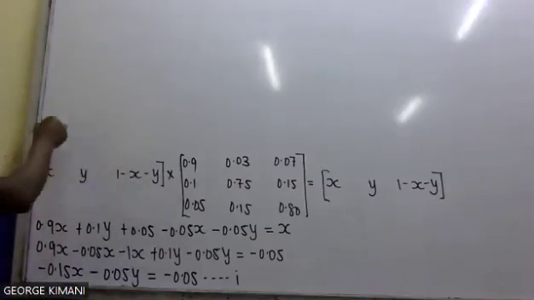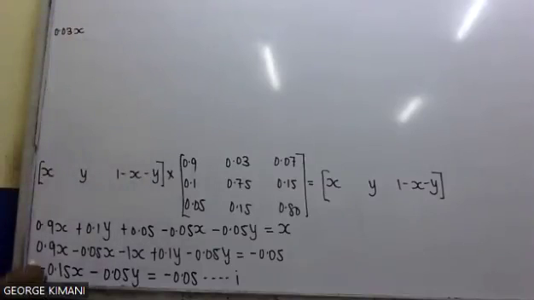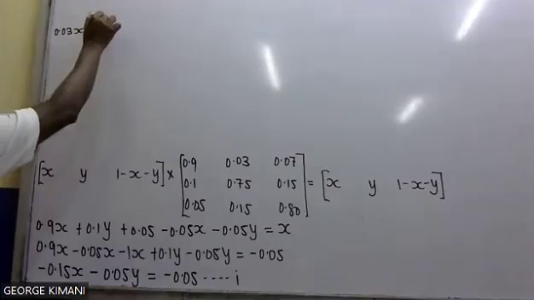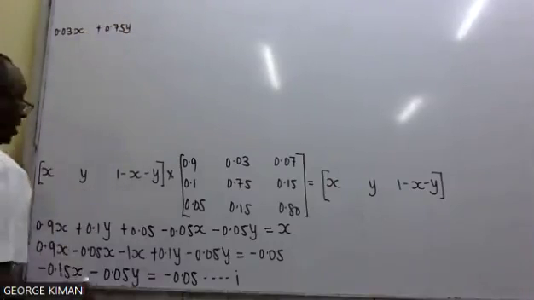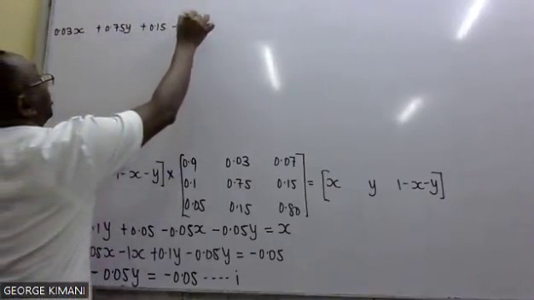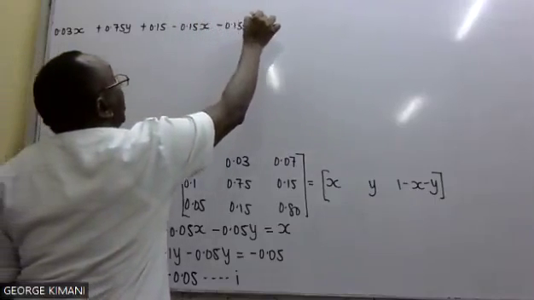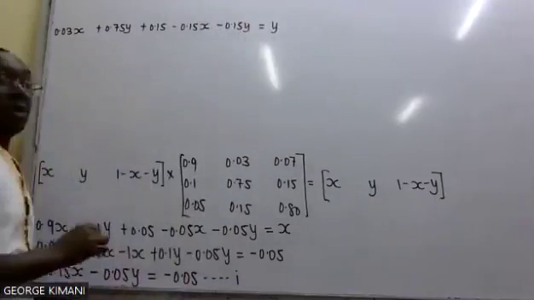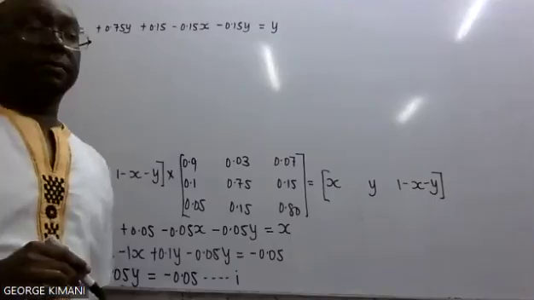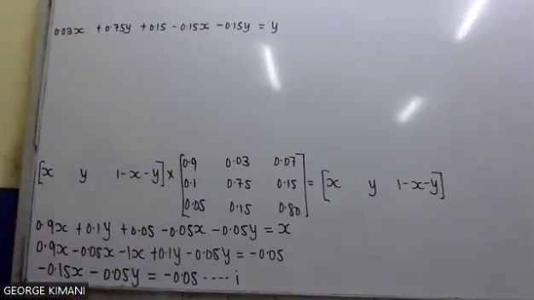So we multiply now for the next one, so that we say 0.03x plus 0.75y plus 0.15 minus 0.15x minus 0.15y is equal to y. Okay, Janet. 0.05y minus 0.05. Oh, it's positive.